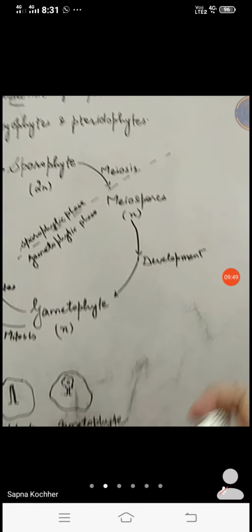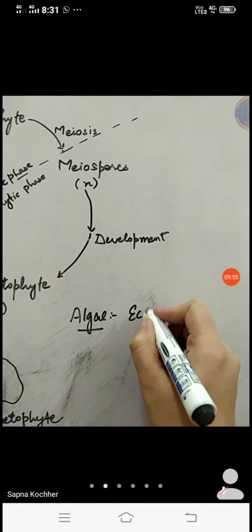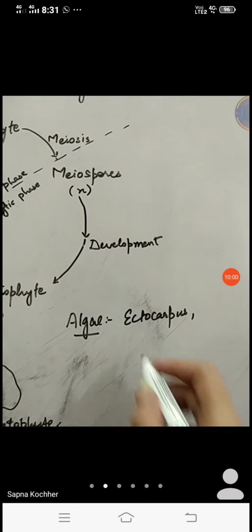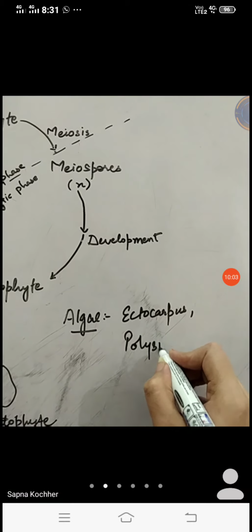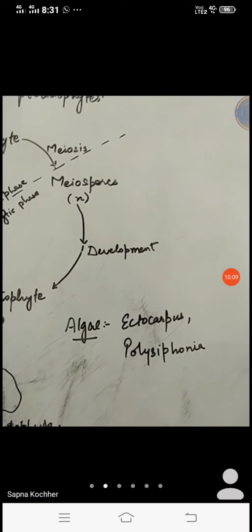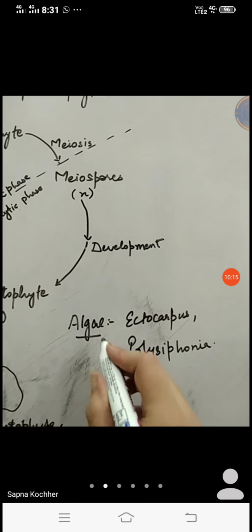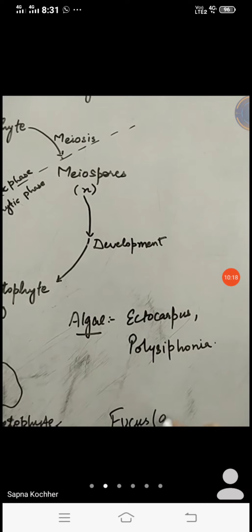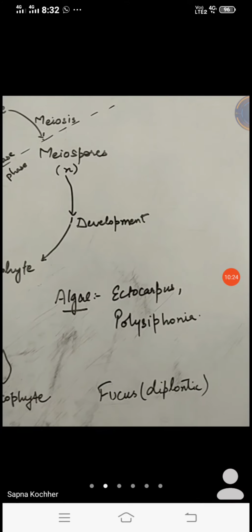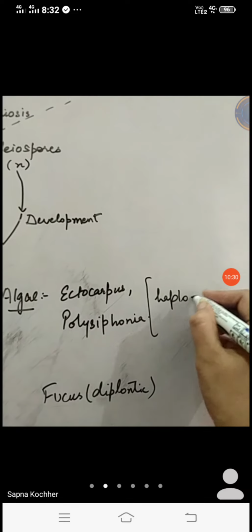You can write down the examples from the algae group, and they are Ectocarpus, Polysiphonia, along with kelps. That's a category of organisms. Polysiphonia and Ectocarpus are the individual organisms that show the haplodiplontic type of life cycle. Whereas Fucus, from the algae, is the one that shows the diplontic life cycle, because it is diploid, right? The Fucus member is diploid, so it shows the diplontic life cycle, and these two show the haplodiplontic life cycle.